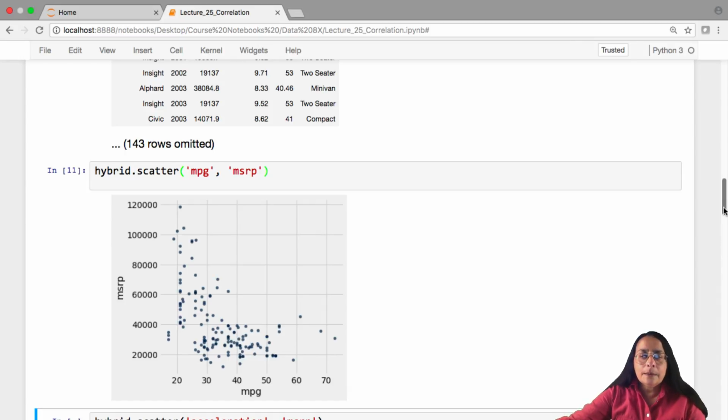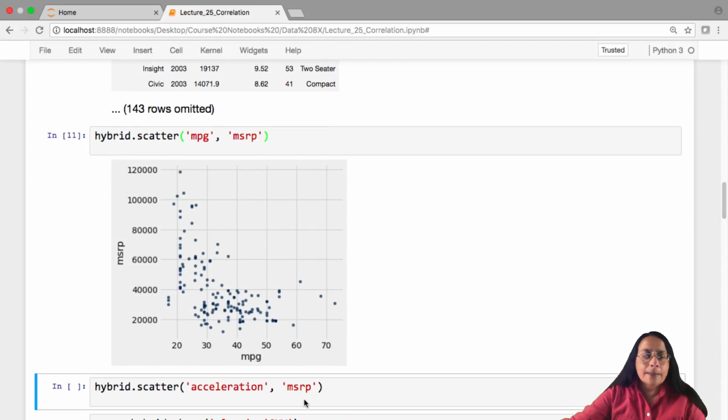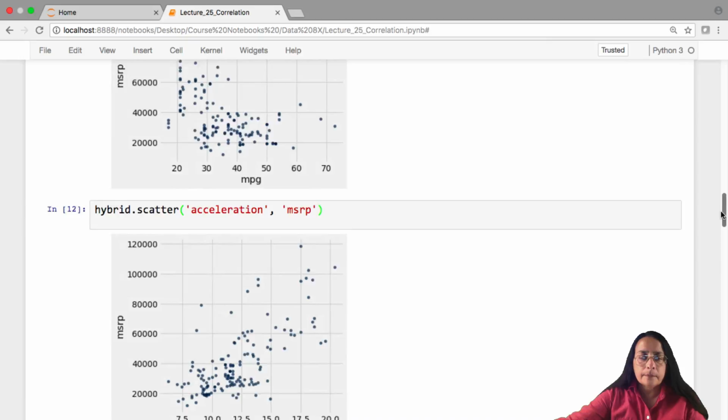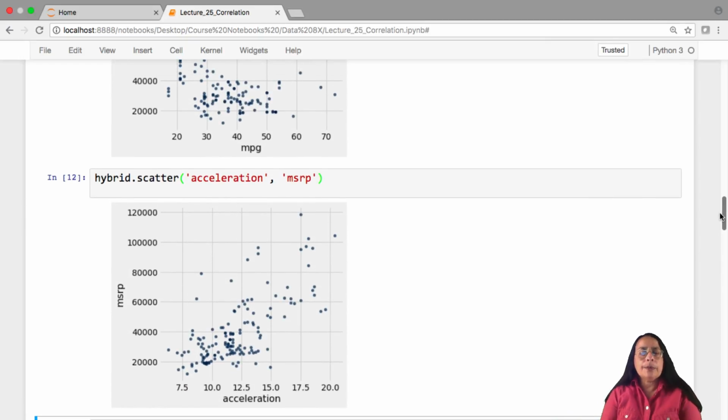So then, let's take a look at the price versus acceleration. So now we're going to have acceleration on the horizontal axis and price on the vertical. And lo and behold, positive and sort of linear. So the higher the acceleration, the faster the car can get up to high speeds, the more people are willing to pay for it. So, hybrid or not, what you're seeing is a positive association between acceleration and price.